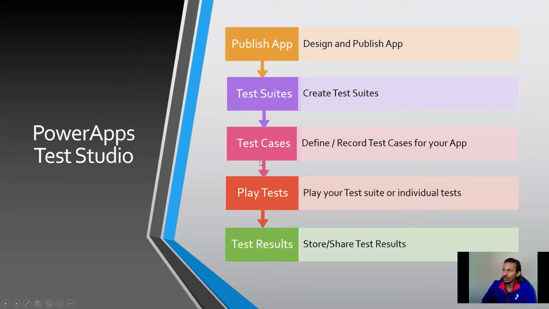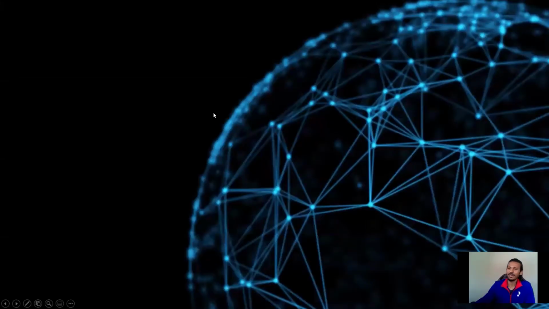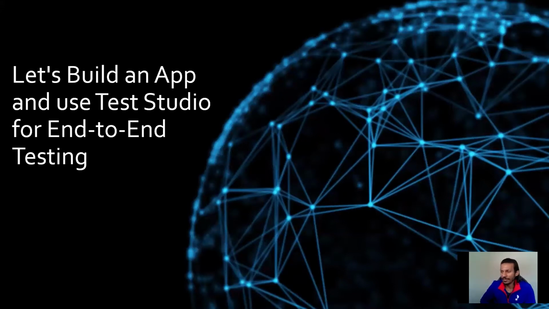Now, Test Studio basically provides us a lot of features for managing our test suites. So we basically start off by designing our app and then publishing the app, and then we create test suites in PowerApps Studio. Test Studio will then define the test cases, and then we can play those test cases, and finally we can store or share the results of our test cases as well. Now, this will really help us in building manageable and easy to test apps in PowerApps. All right, so now let's jump into it and start building an app and then use it in our Test Studio for end-to-end testing.